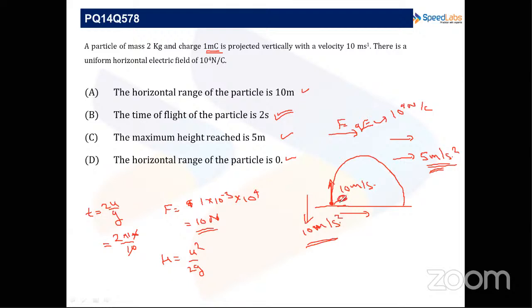Otherwise we take the components of u, and the angle comes in, sin theta or cos theta. So u square, that is 10 square, 100, divided by 2 into 10. So that is 5 meter. So this is also correct.